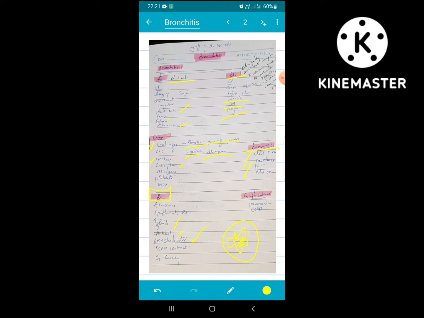So you have to give bronchodilators, and then decongestants again to reduce the congestion, and then oxygen therapy in case of very reduced pulse oximetry results. The complications are pneumonia and chronic obstructive pulmonary disease. So bronchitis can eventually lead to pneumonia and COPD.